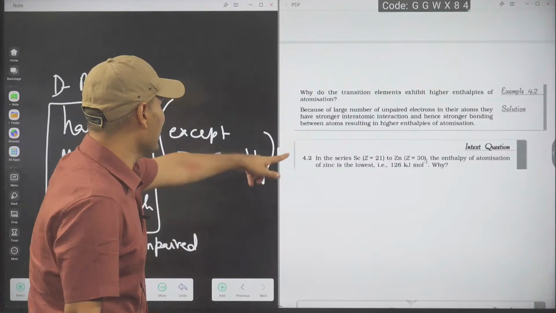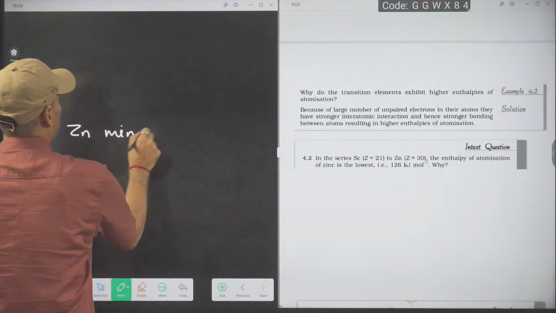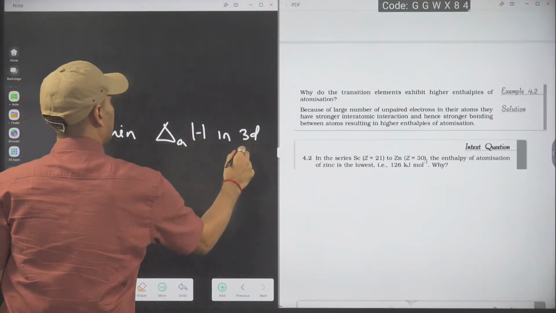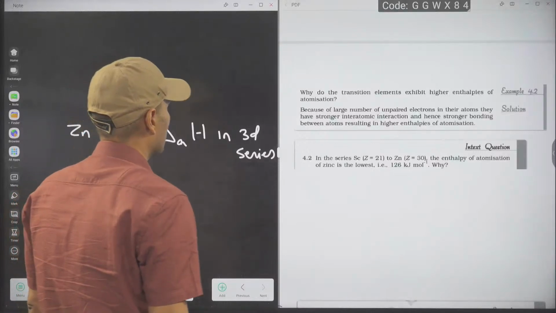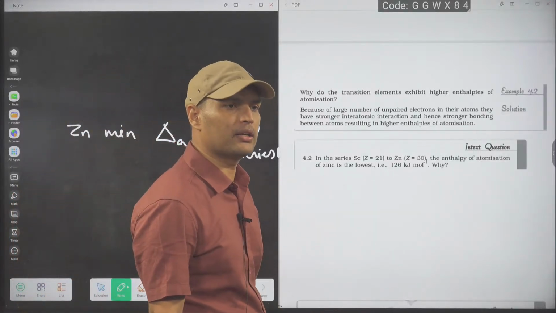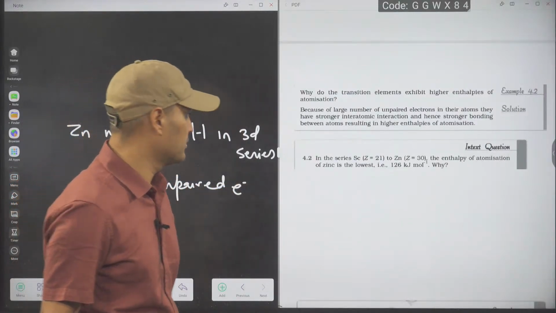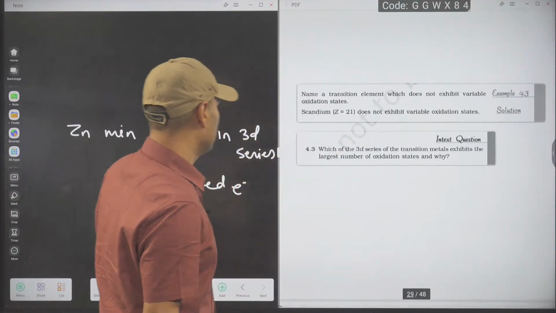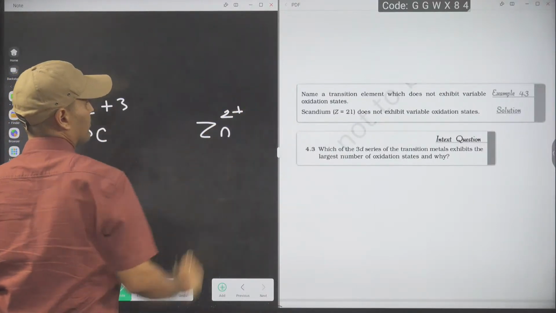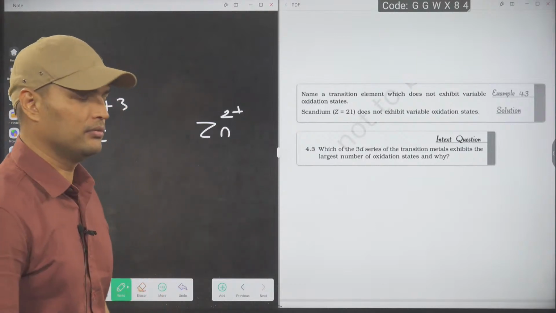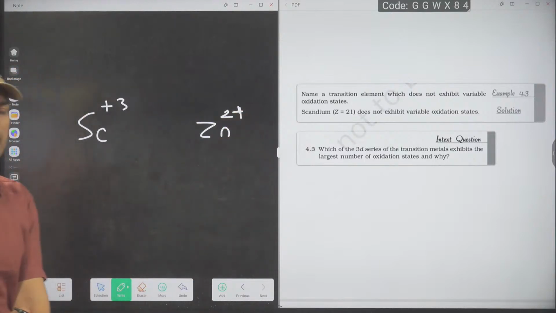Clear? Zinc has minimum enthalpy of atomization in the 3d series. Lowest, no unpaired electron. What is the reason? No unpaired electron, so bonding is weak. Acha, can you tell me which elements in the 3d series have a single oxidation state? Scandium and zinc.